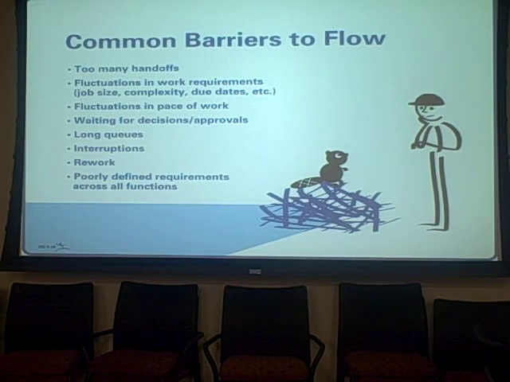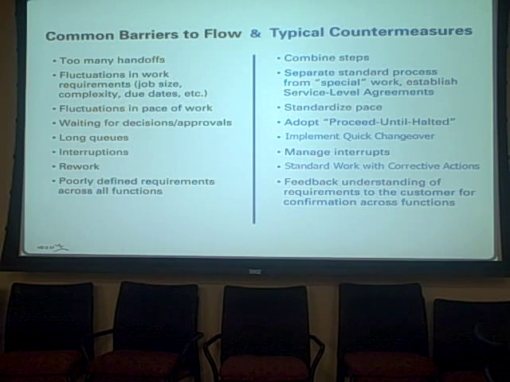If we're not clearly defining the requirements, it's not surprising that we wouldn't be meeting them. So again, that's definitely a problem we'll want to think about and address as we're reflecting on our current states. So this just now shows us some of the typical countermeasures to those. So too many handoffs, thinking about combining steps, fluctuations in work size, establishing a separate standard process for that special type of work, those service level agreements that we talked about.